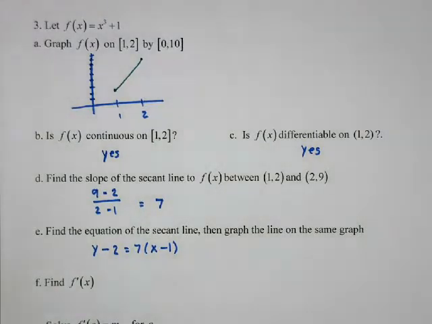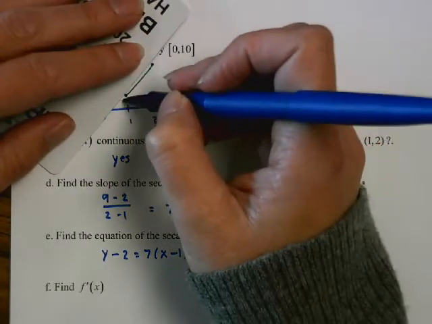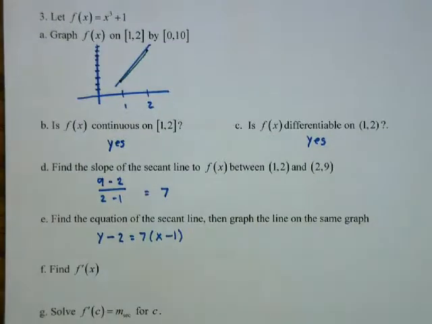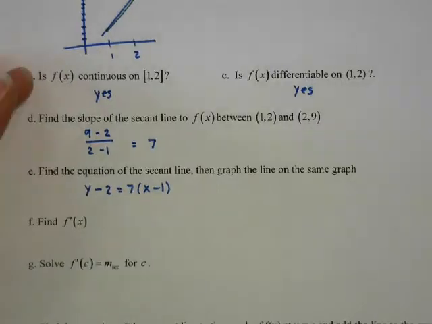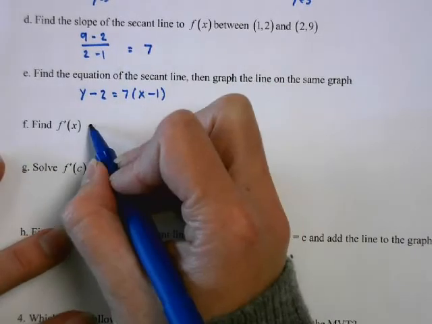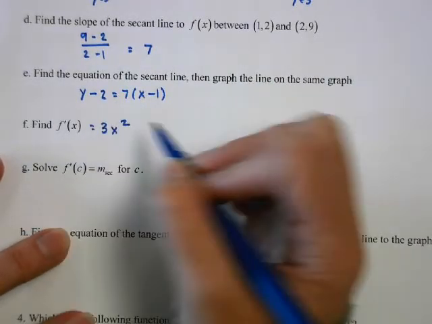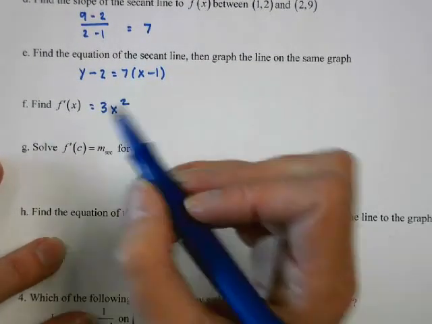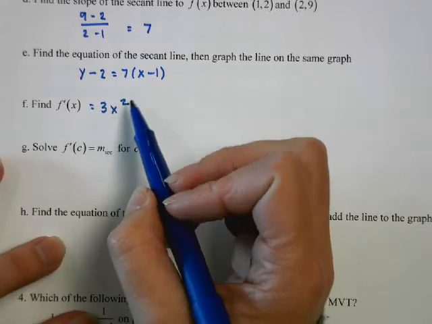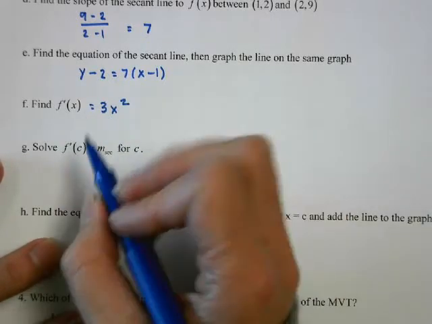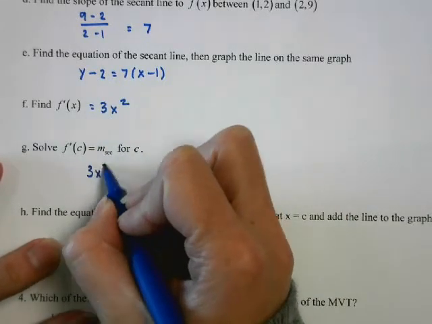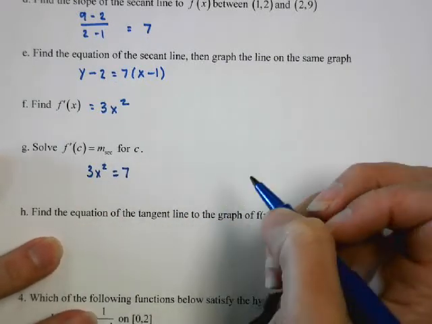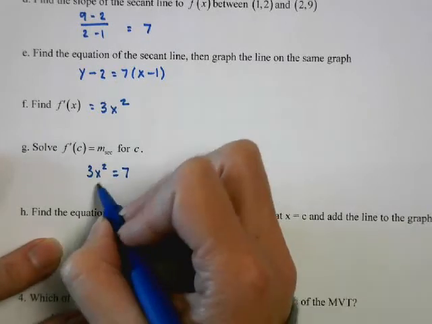Now it's going to get crowded here, but the secant line is going to be that line there. Okay, now we're going to take the derivative. So the derivative of x cubed plus 1 is 3x squared. And we're going to find where the slope of the secant line equals the slope of the tangent line. So we're going to set 3x squared equal to 7. And we're going to find the location where the derivative is 7.